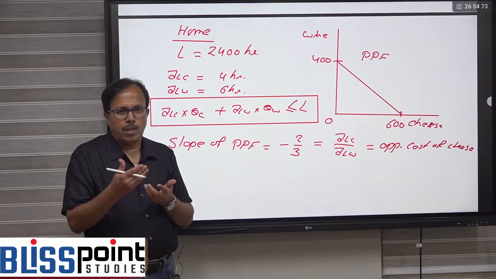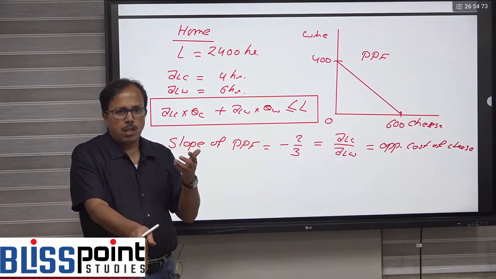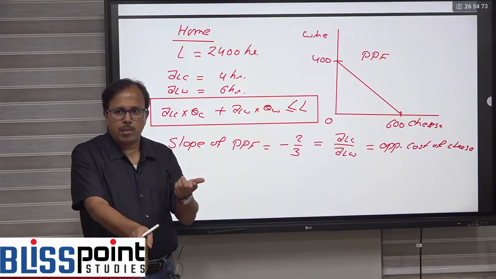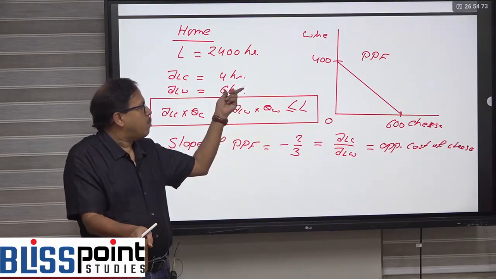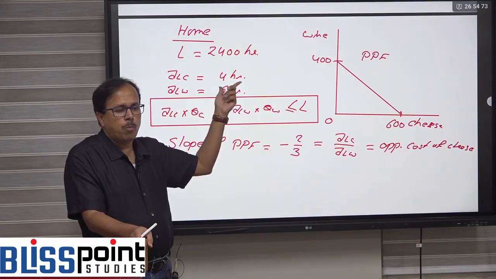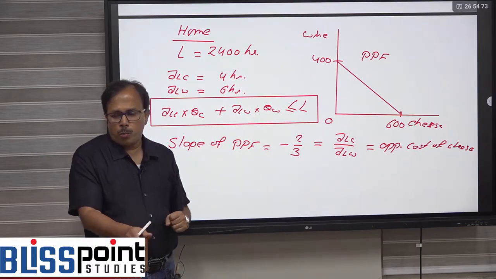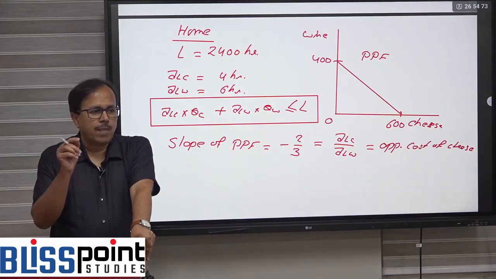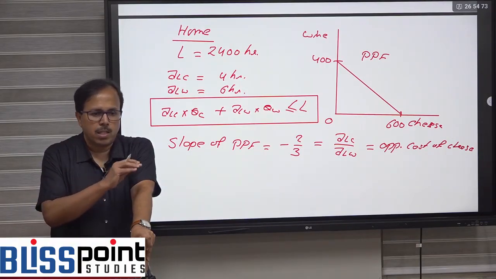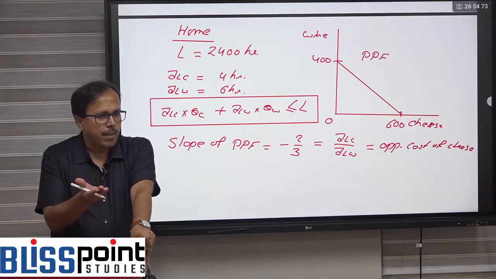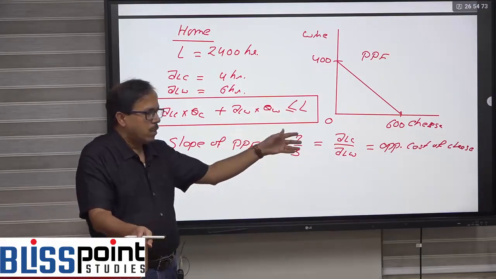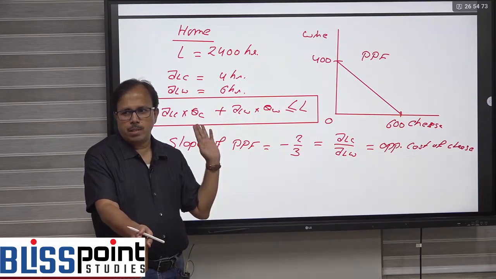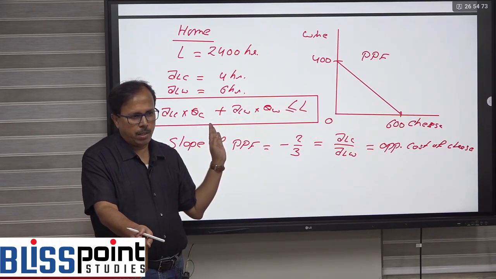Opportunity cost of those 4 hours allocated to produce cheese is how much output of the other commodity you can produce in that 4 hours. The other commodity needs 6 hours, so in 4 hours you can produce only 2/3. So the slope of the PPF is always measuring what? The opportunity cost of that good which is written on the x axis. And if I take the reciprocal of it, it will be the opportunity cost of wine in the home country. Clear? Opportunity cost of wine in the home country.